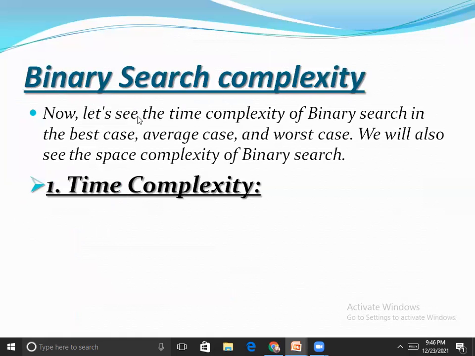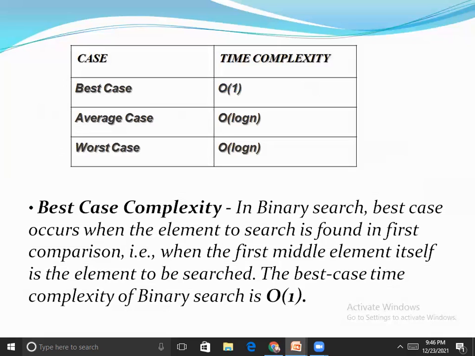Binary search complexity. Now let's see the time complexity of binary search in best case, average case, and worst case conditions. We will also see the space complexity of binary search. In the best case, the time complexity of binary search is big O of 1. In the average case, the time complexity is big O of log n, whereas in the worst case, it is big O of log n.